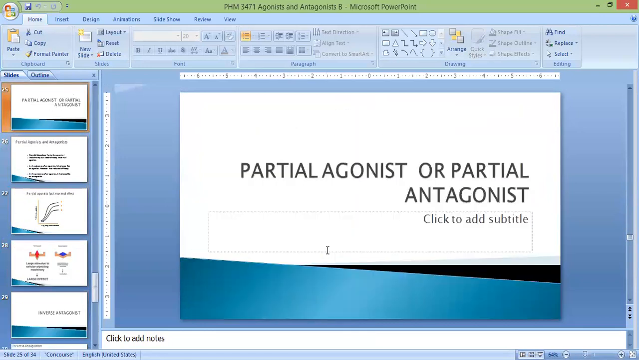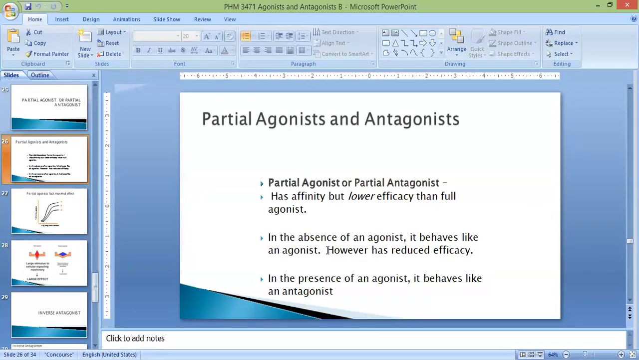Then finally, we have partial agonists or partial antagonists. We've already said these ones have affinity, but low intrinsic activity. So a partial agonist or antagonist, the term is used like that. When the agonist is not there, this drug will behave like the agonist, but of course with a low intrinsic activity, with a low effect. But when the agonist is there, this drug behaves like an antagonist.